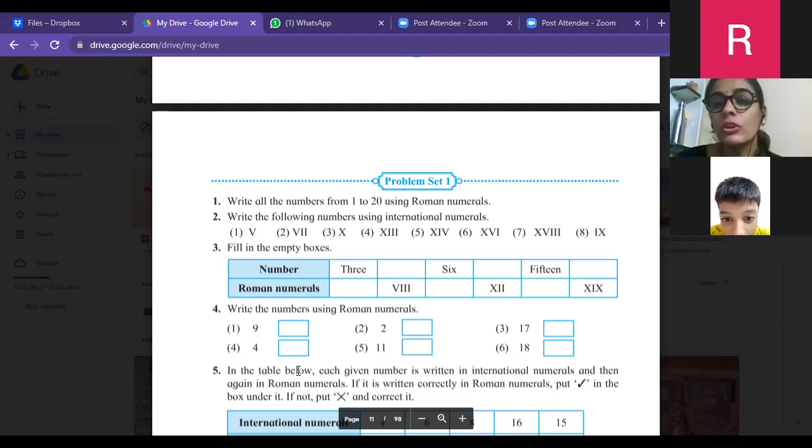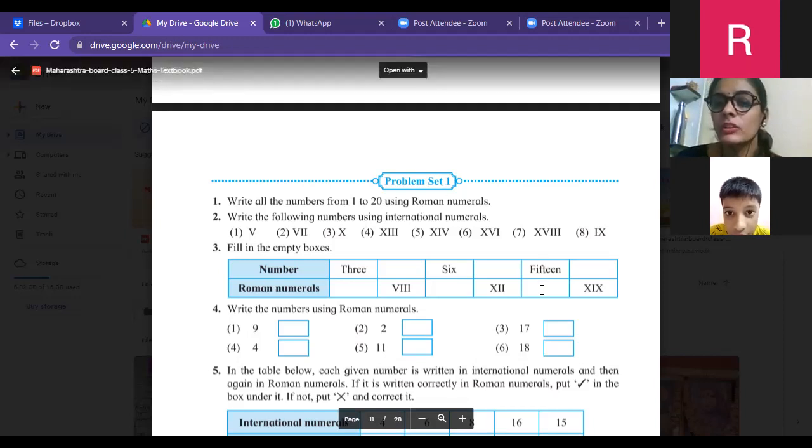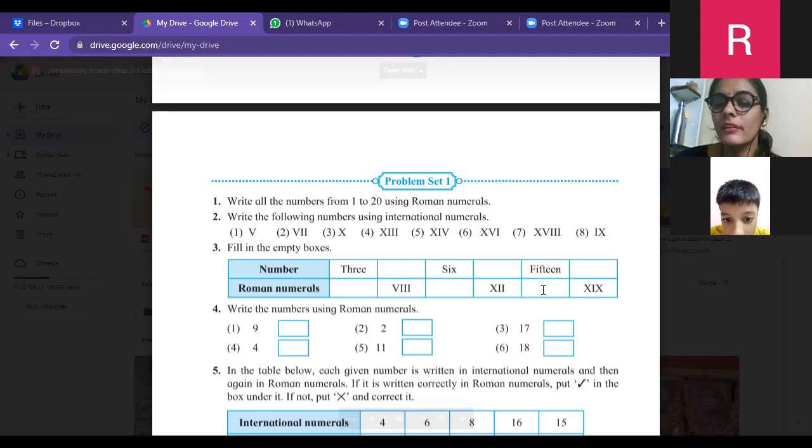12. So above you will write the number, and then the Roman numeral. Next is what? 15. So what will you write? X, V. Correct. 10 plus 5 is 15. Next.